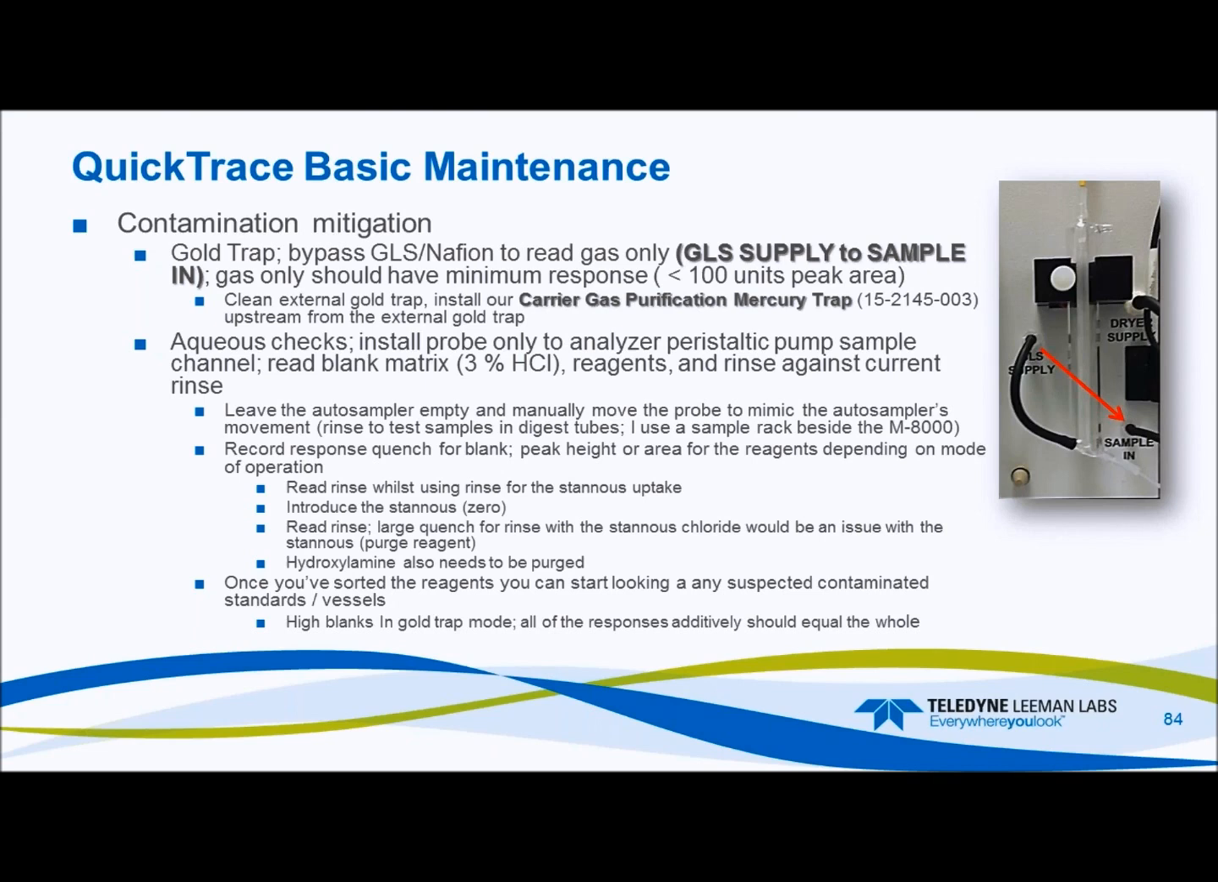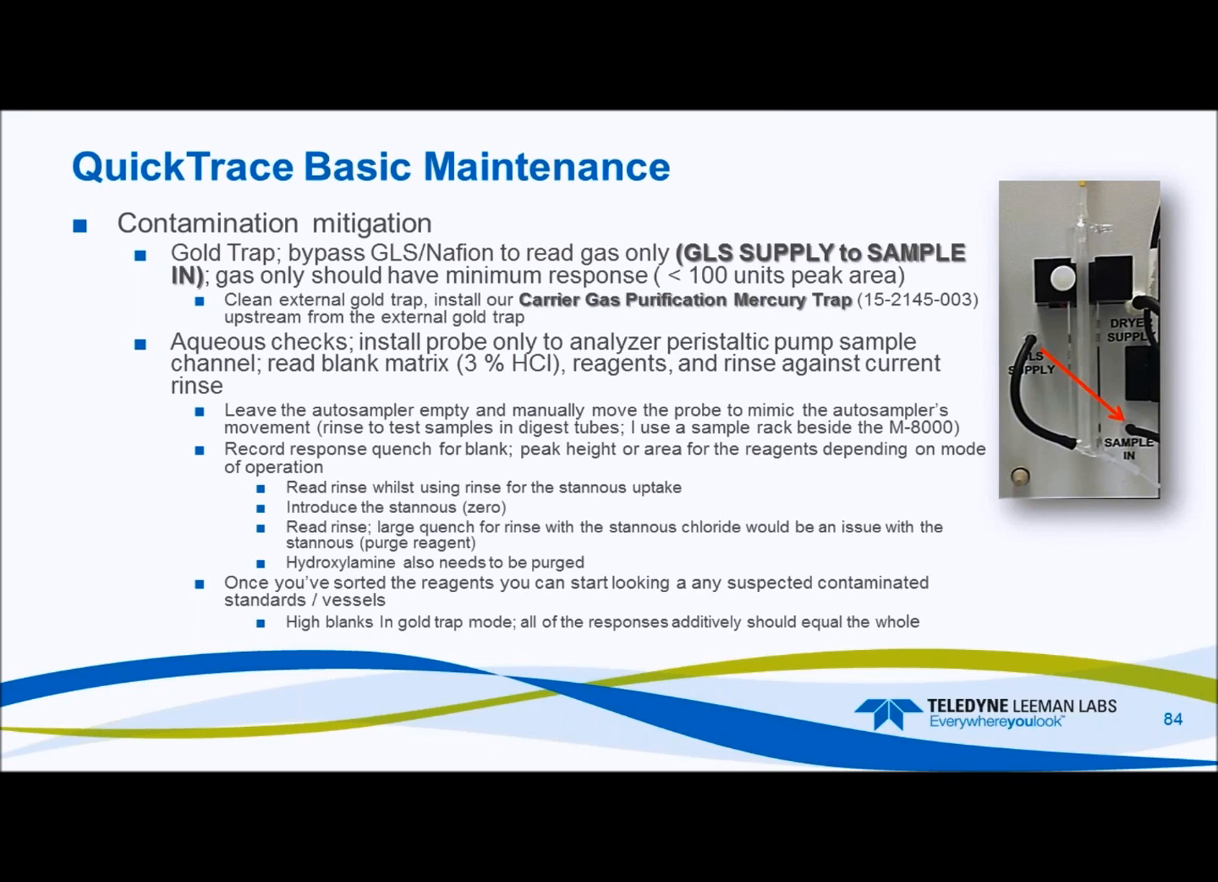Otherwise, in gold trap mode, you're going to have false positives from the argon gas, and this can be transposed into other analytical techniques as well, where you're looking at mercury. So the aqueous side of it, what I do is I eliminate the auto sampler and I connect the probe directly to the pump. And then I move the probe between the rinse and whatever sample I'm testing. So then it tells me right there and then what's contaminated.